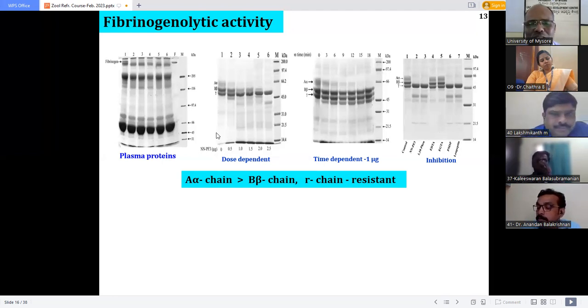So this is with no enzyme. This is the control fibrinogen. This is with increasing concentration of our enzyme. You can see over here, 0.5, 1, 1.5, 2, 2.5 micrograms of enzyme was incubated with the fibrinogen here.